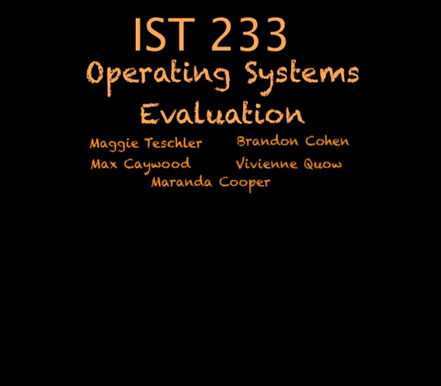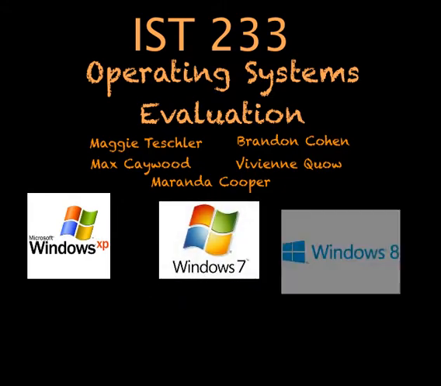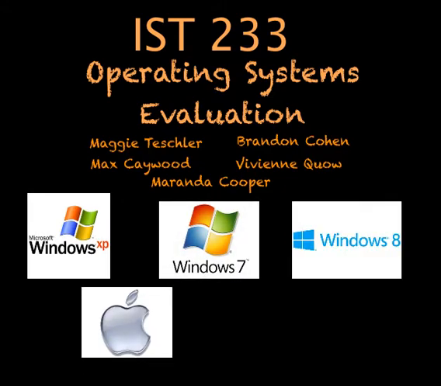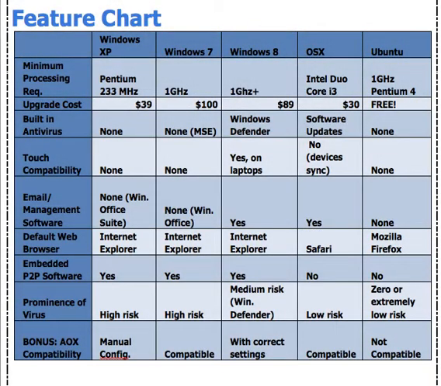In this screencast, we will be reviewing our findings from our comparative analysis on 5 different operating systems. We decided to focus our research on the following: Windows XP, Windows 7, Windows 8, Mac OS X, and Ubuntu. We took into consideration some basic features of each operating system. Some of these features include upgrade costs, touch compatibility, default web browser, and the prominence of viruses.